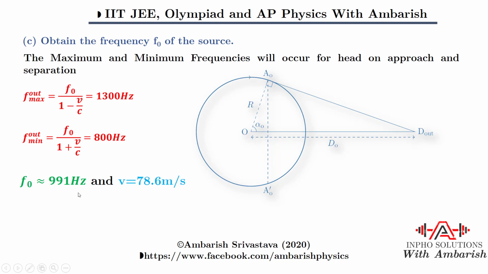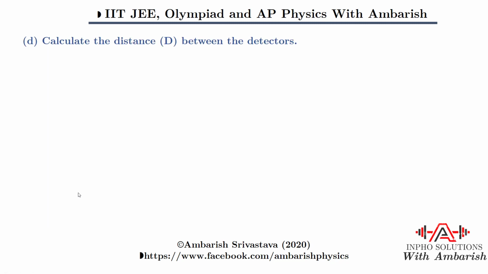All right, then part D. This was a little mathematical. What we want to find is the distance capital D between the detectors. One detector is inside, the other is outside, and we want the straight line distance between the positions of the detectors.